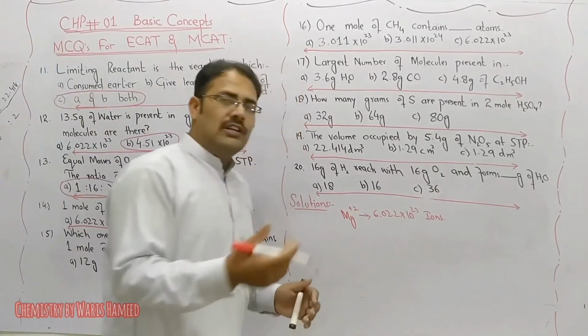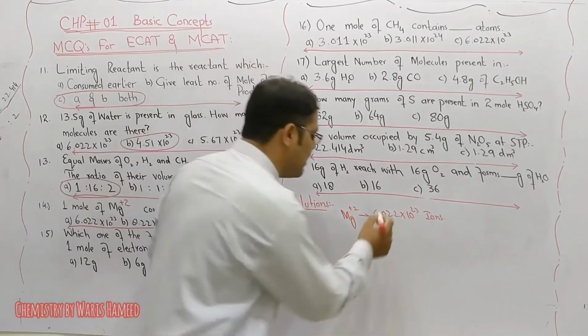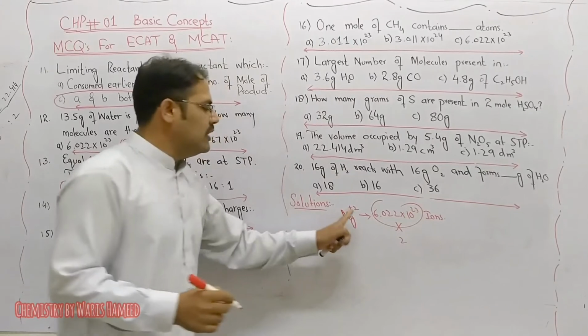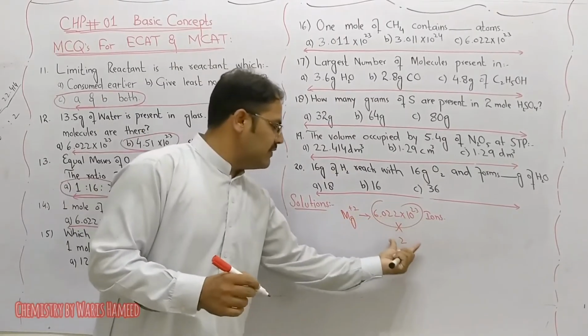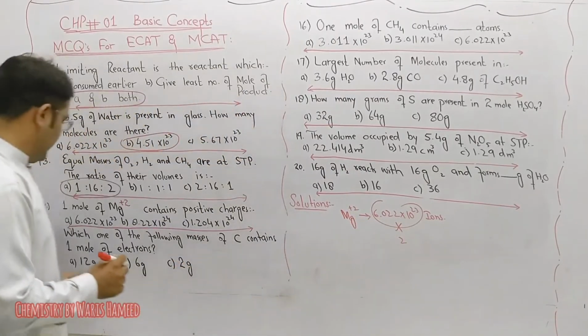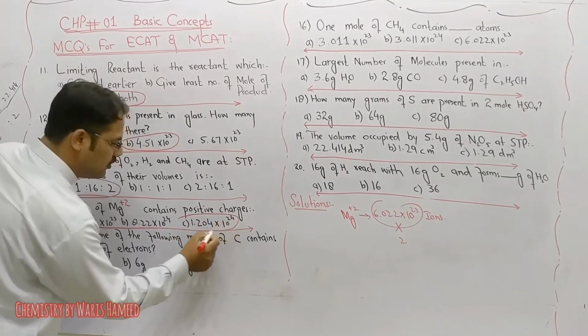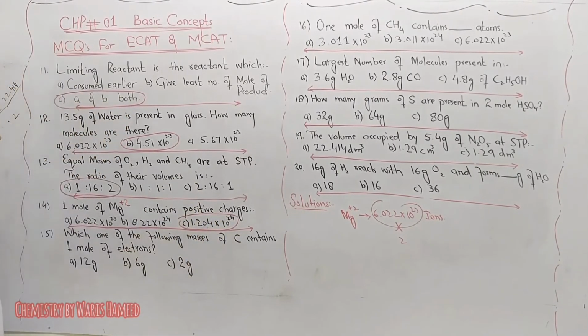So for the total charge we have to multiply Avogadro's number with 2, and if we multiply Avogadro's number with 2, we obtain the answer 1.204 multiplied by 10 to the power 24.